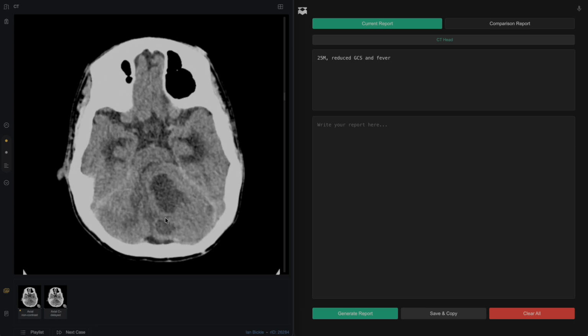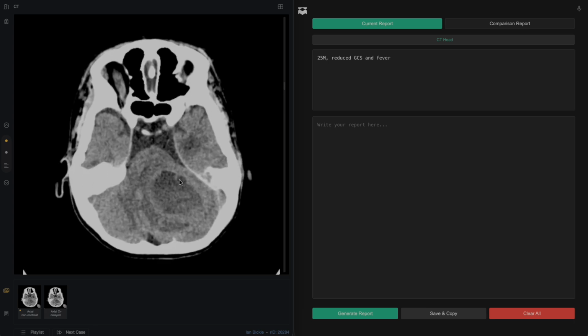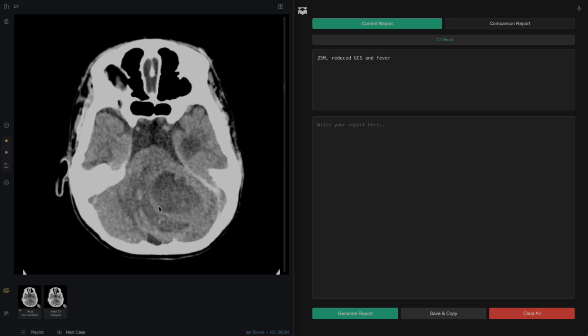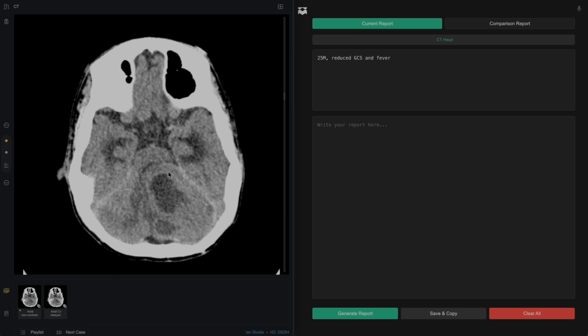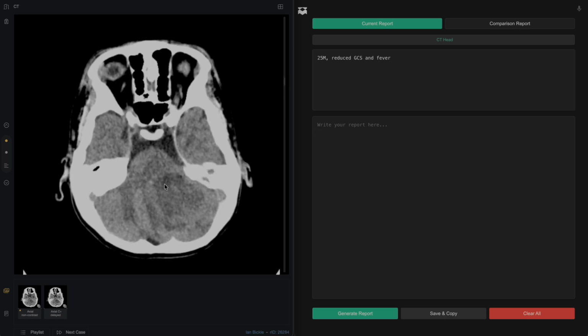There is a heterogeneous looking mass here with a central region of hypoattenuation and some peripheral higher attenuation, really centered on the left cerebellar hemisphere there. It has an almost multi-loculated appearance. On this slice slightly higher up, we can see there are almost two cavities or two components of hypoattenuation.